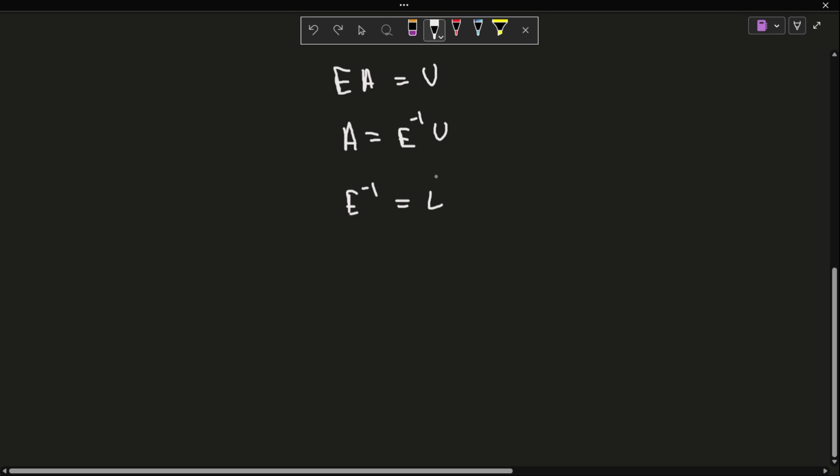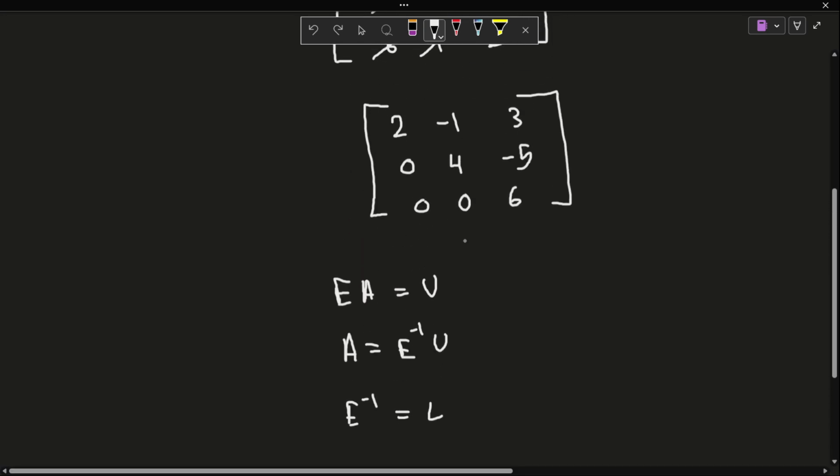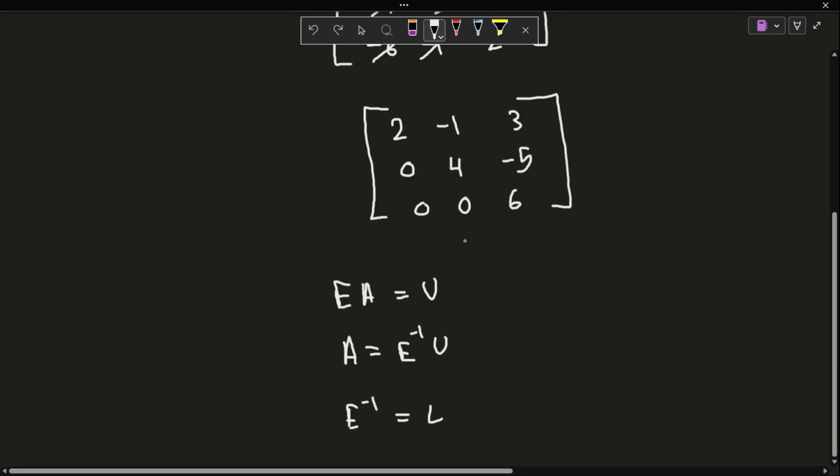We take all the elementary matrices that we did to get U, we find the inverses of all of them, and then we multiply them together, and that's going to give us L. This follows a very similar logic to inverses, just because what we did is the opposite.